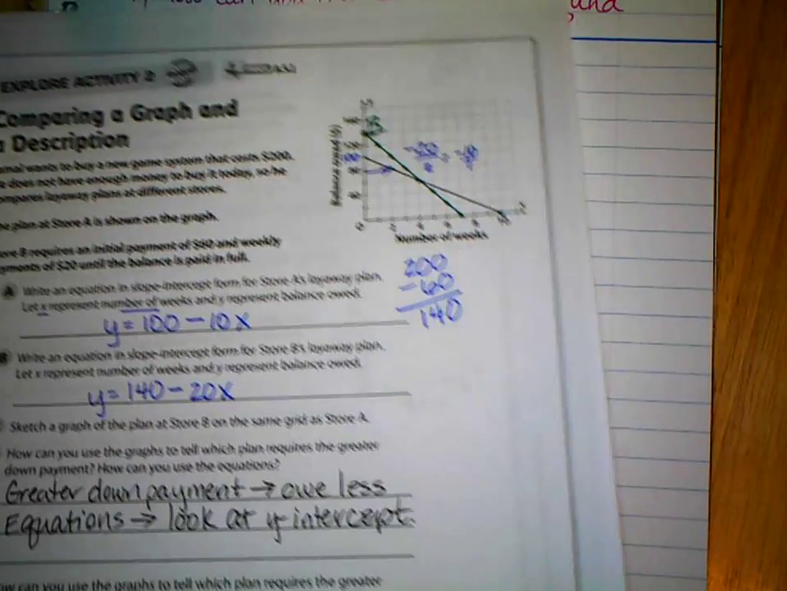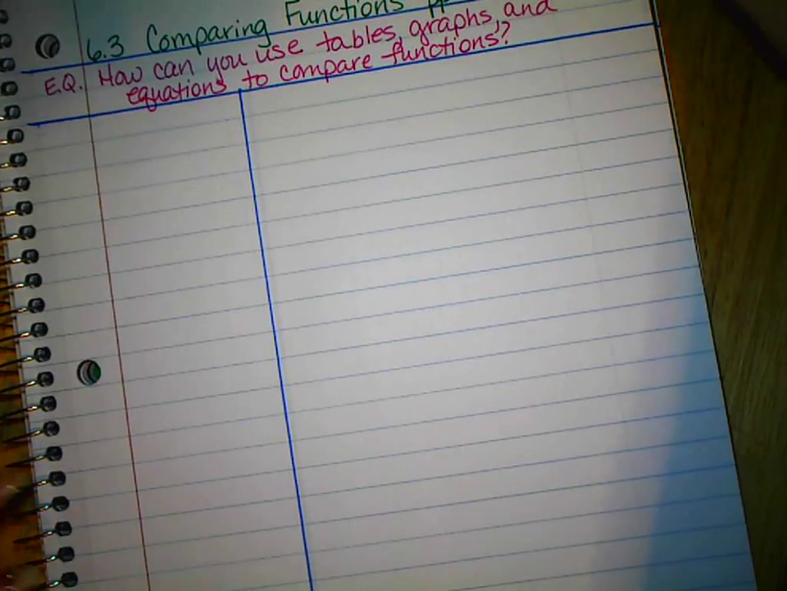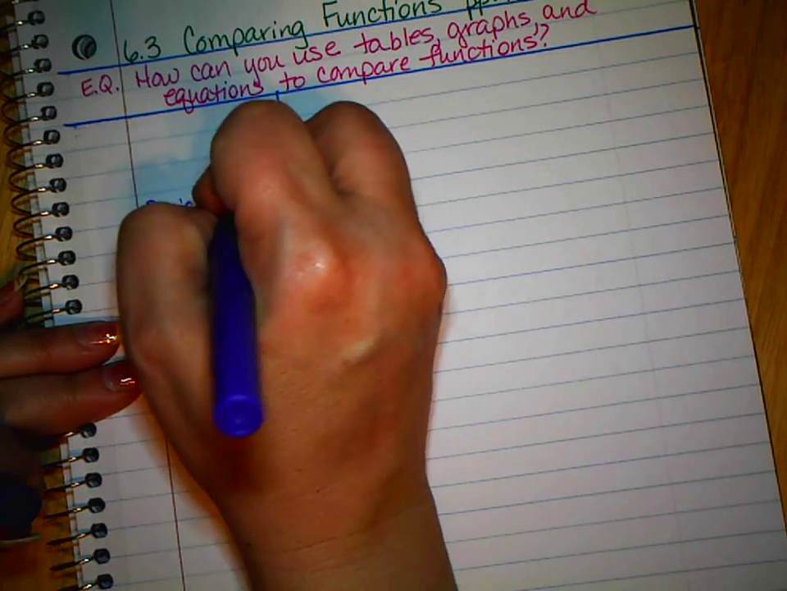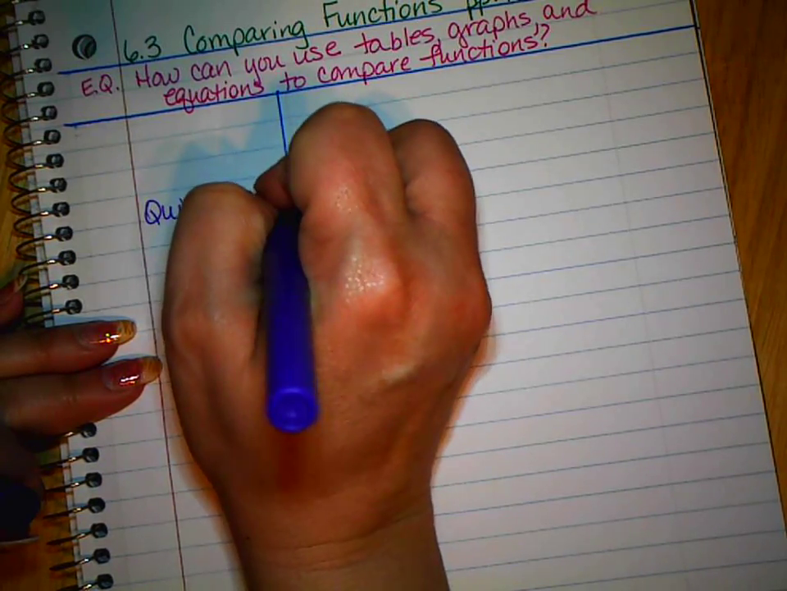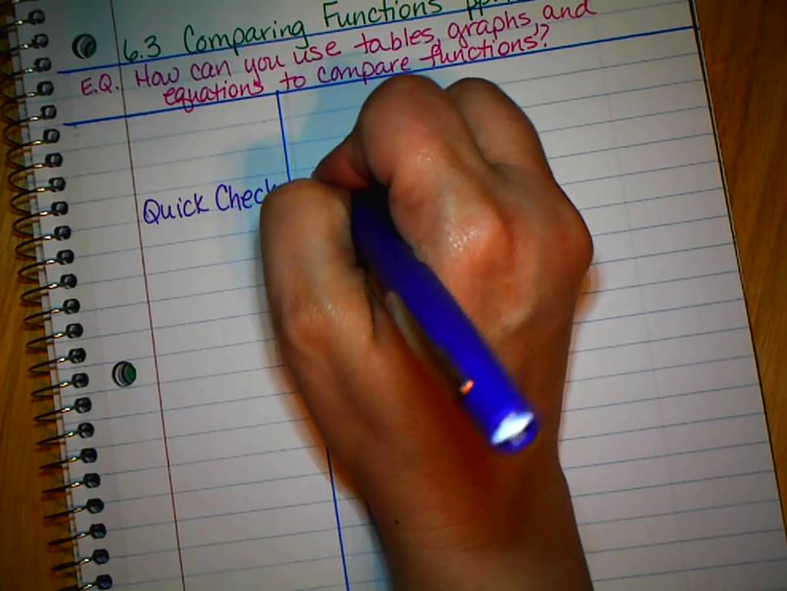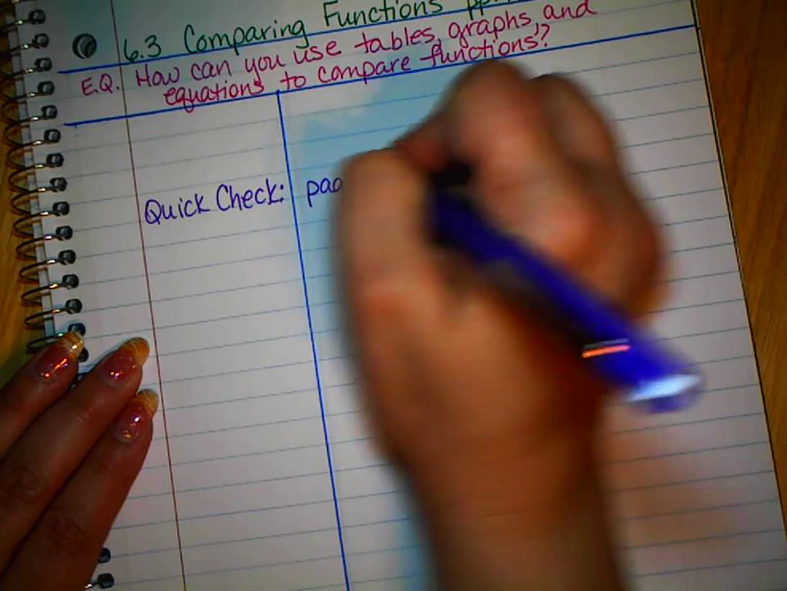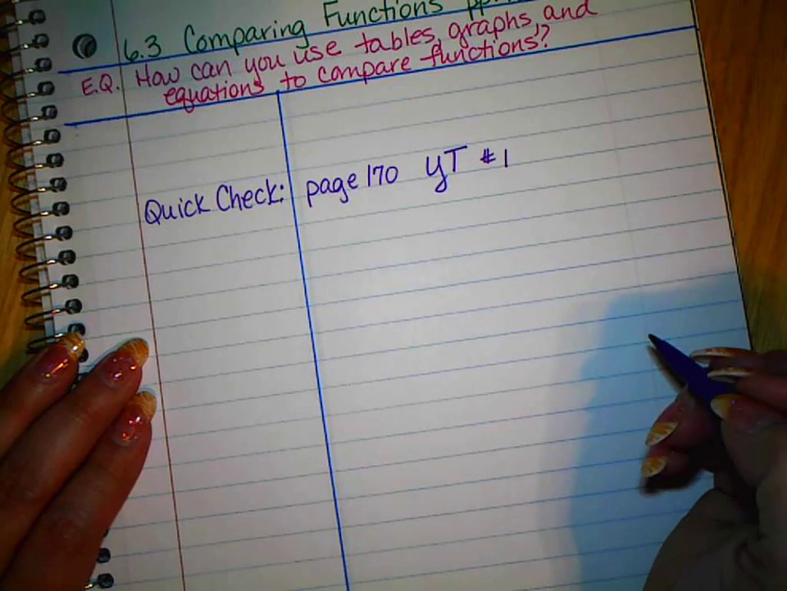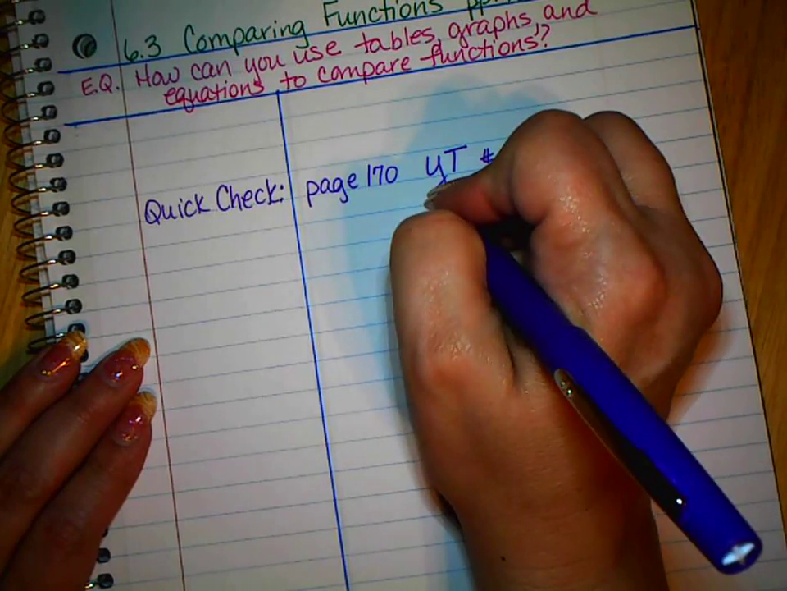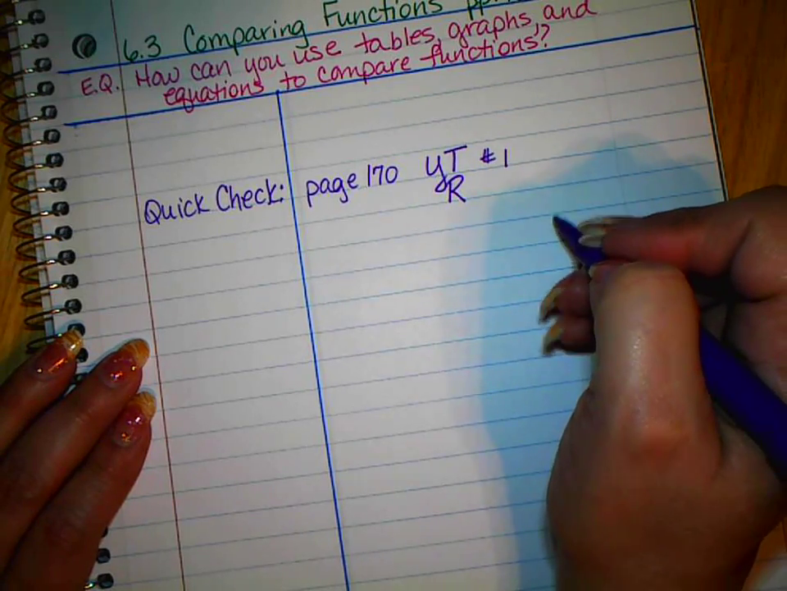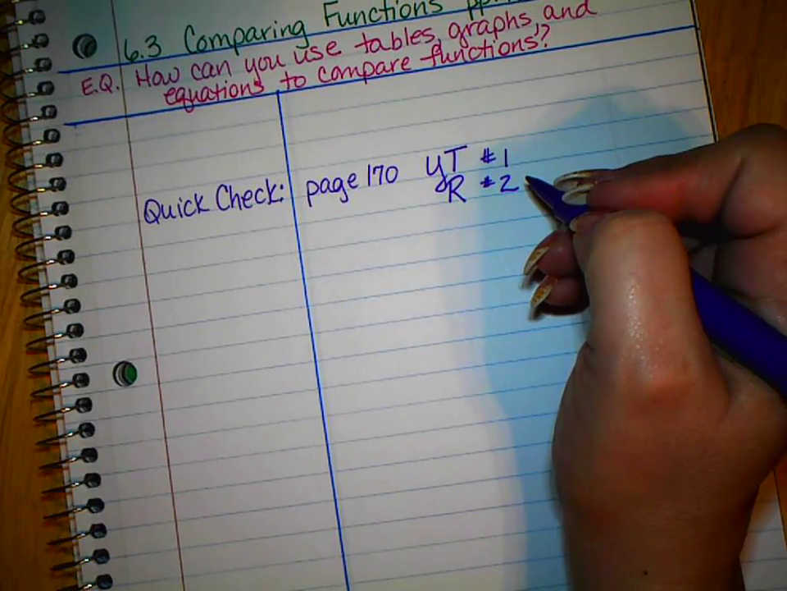So let me go back and revisit what your quick check is. Okay. Quick check. And we had on page 170, I'm going to start doing my T for your turn. That one was at the top of the page. You also had a reflect. That's going to be the R. Number 2 at the bottom of the page.